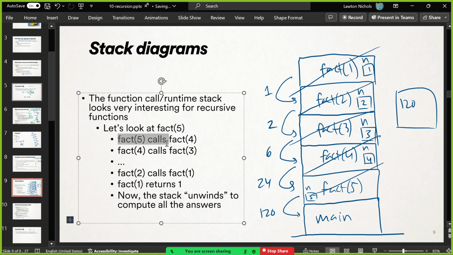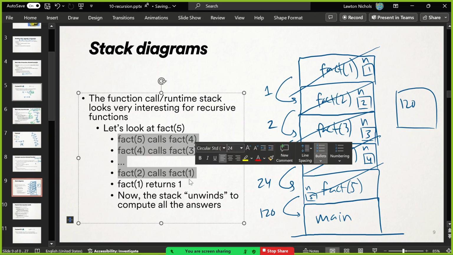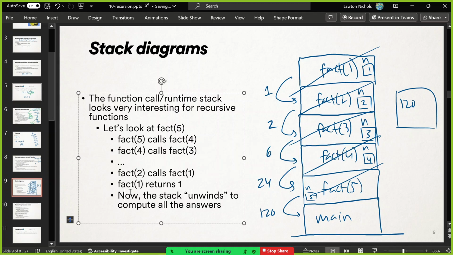Fact of 5 is calling fact of 4. Fact of 4 is calling fact of 3, all the way down to the base case. And then the stack starts unwinding, returning back. Now we have answers. Let's start giving them back to whoever was asking for them, the one bigger version of the problem. Okay? Are there any questions about that?